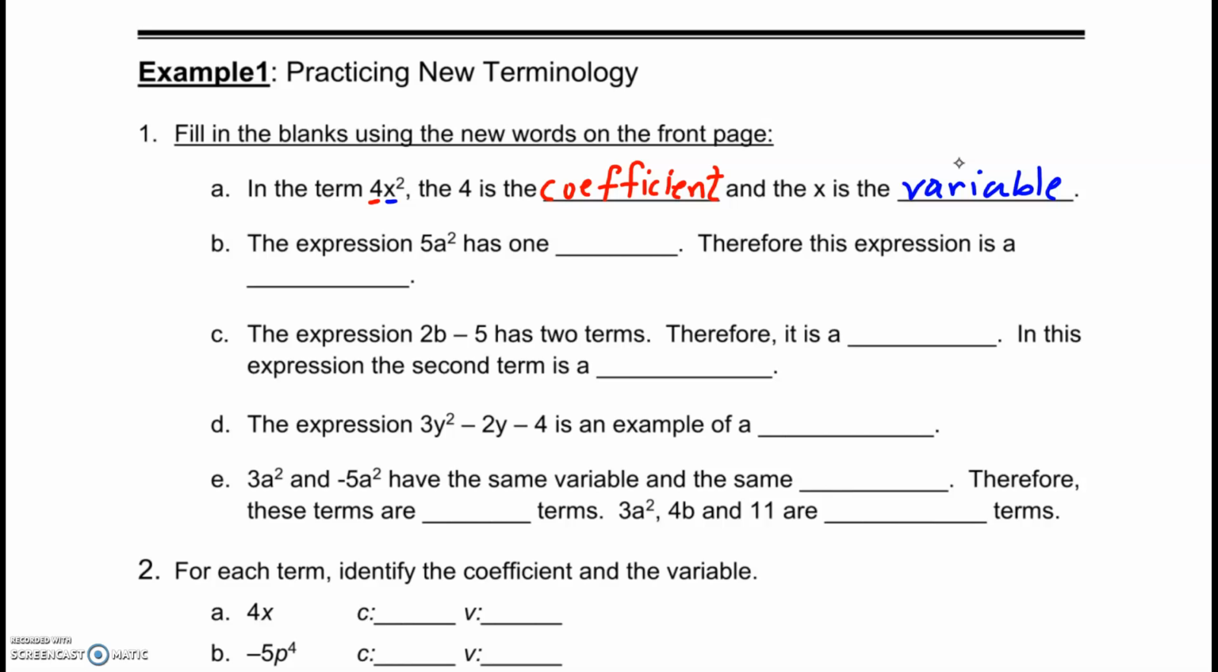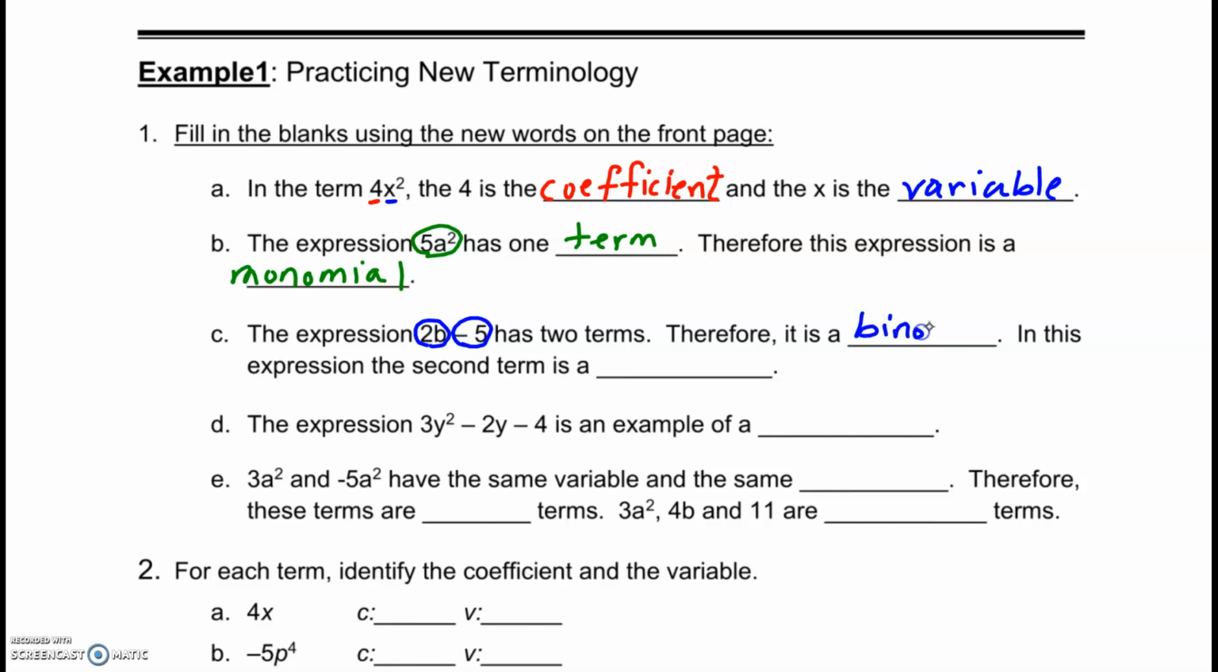It says the expression 5a squared has one term. Remember, a term is something we can circle. It has one term. Therefore, this expression with one term is a monomial. Okay, the next one says the expression 2b minus 5 has two terms. Let's just circle it so that we understand two terms, and that subtract 5, that's where your second term is. Therefore, it is a binomial.